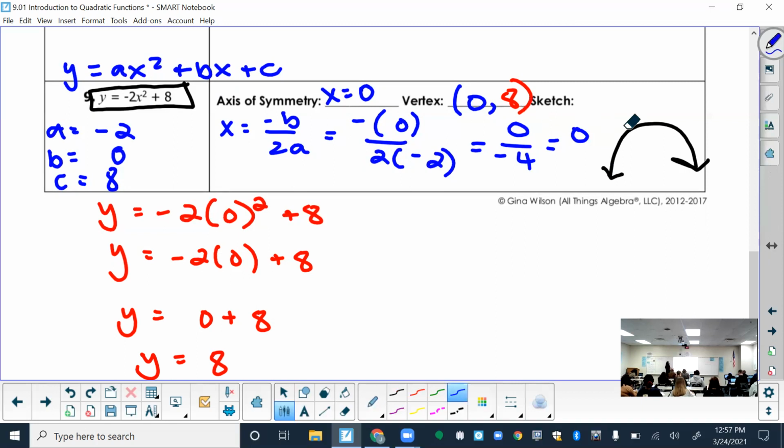Label your vertex. This time it's at the top of your graph. And my axis of symmetry would go right down the middle, and it would be labeled as x equals 0. Right, making sense? Right, and then type your answer in decimals by just typing in the given equation, and it should look just like this.